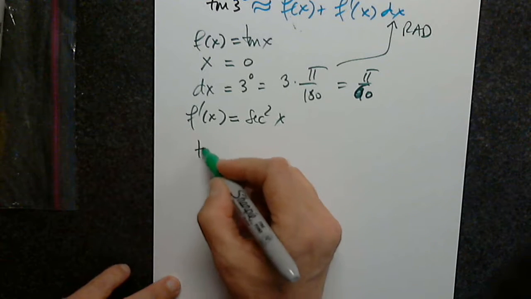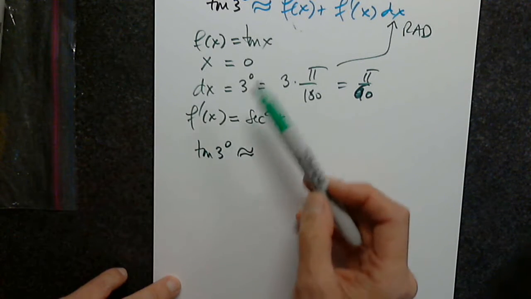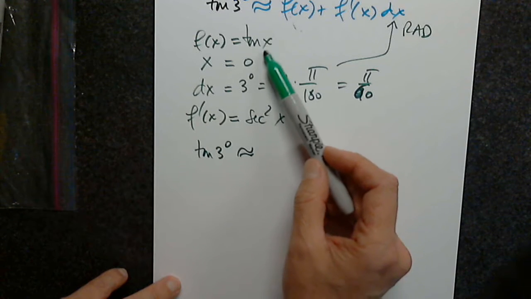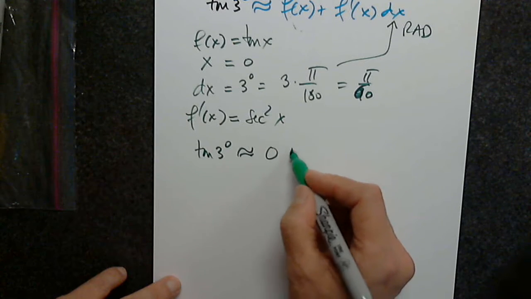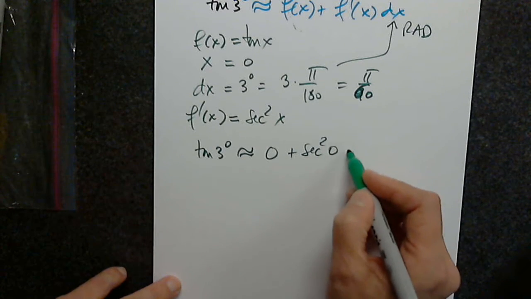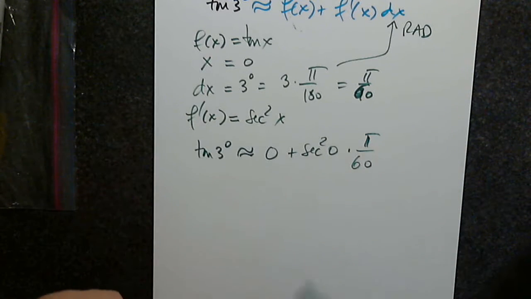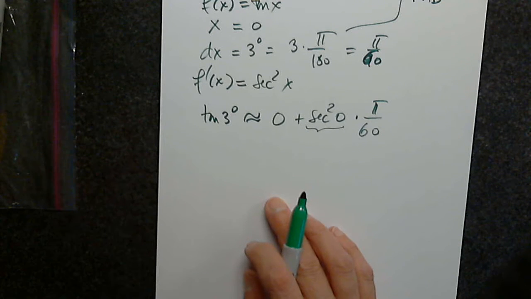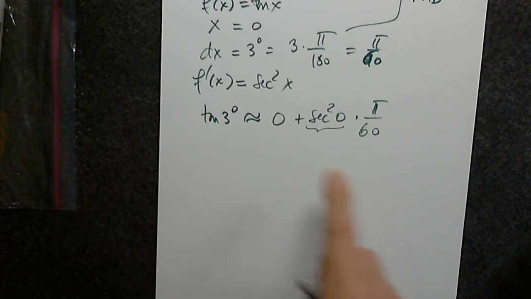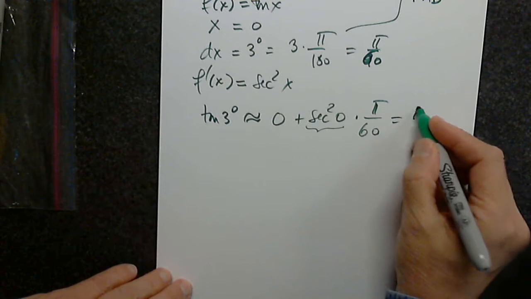Very good. So now we're ready to write tangent 3 degrees is approximately f of x, which means f of 0. How much is tangent of 0? Very good, awesome. Plus secant squared 0 times pi over 60. Now we have to identify secant 0. Secant 0 is 1 over cosine 0. But cosine 0 is 1. So then secant squared is 1. So then the answer is pi over 60.